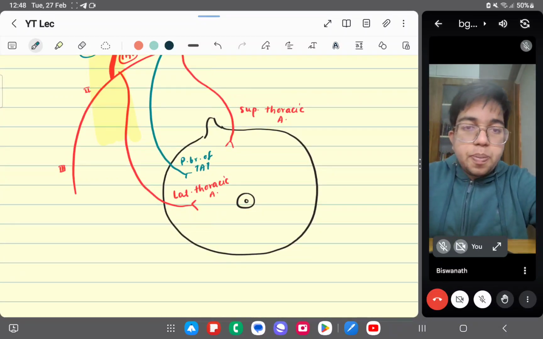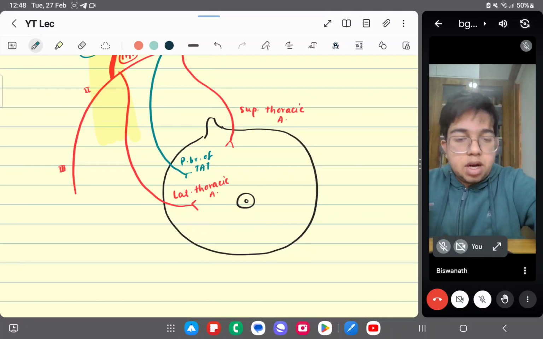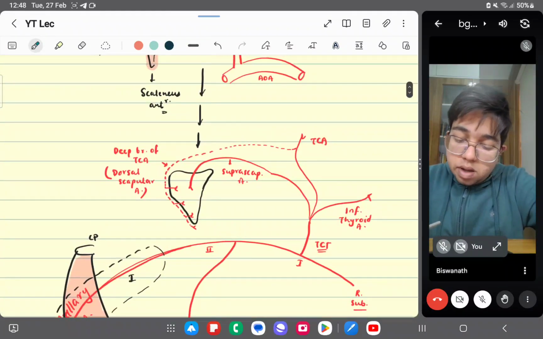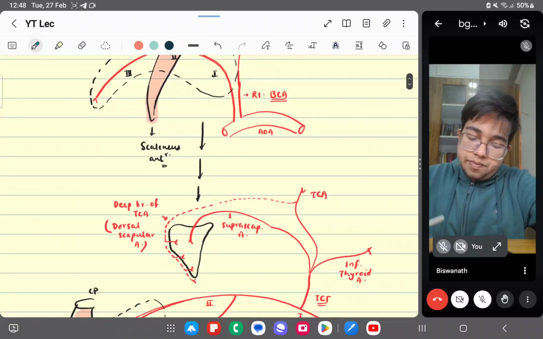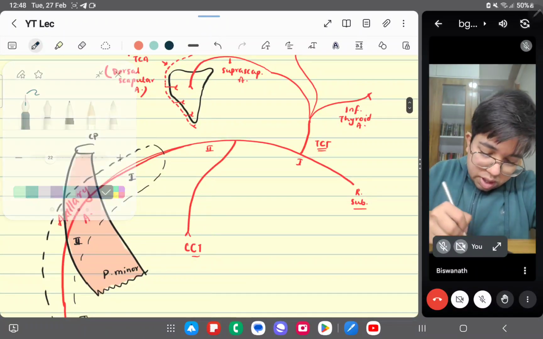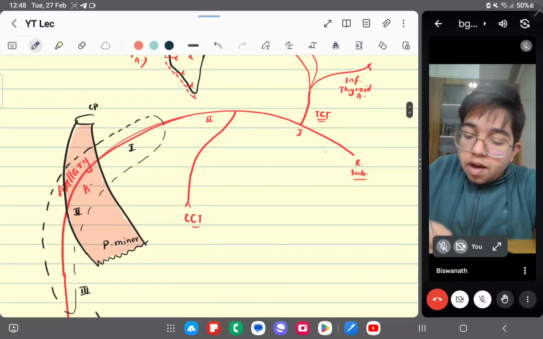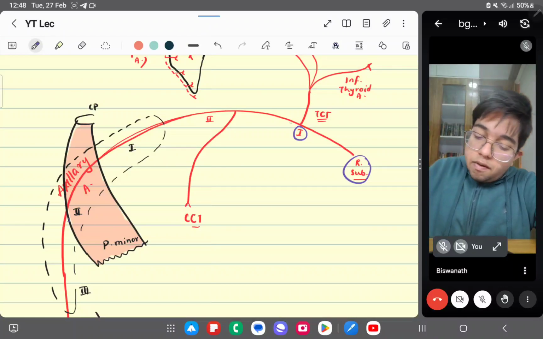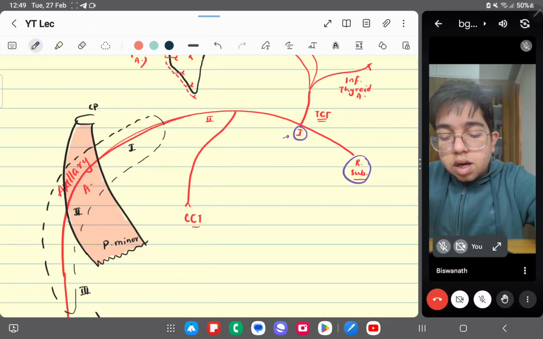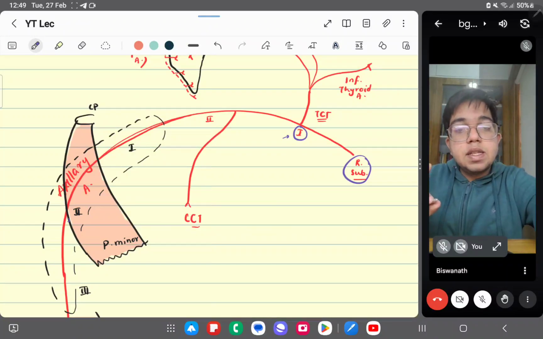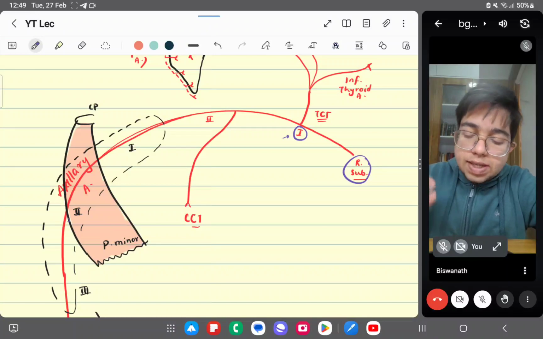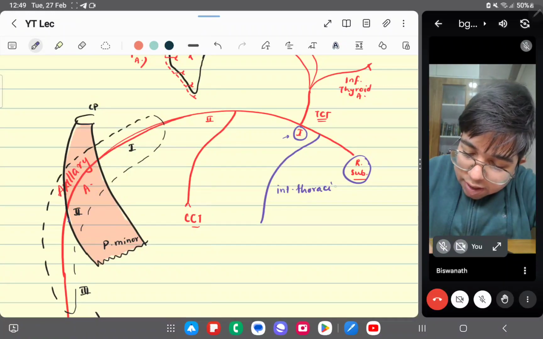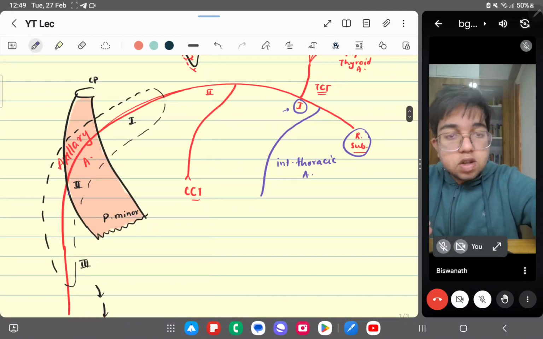If you want to know, from the first part of the right subclavian, there is another artery which will be supplying the breast. I'm moving up. I'm changing the color. From the right subclavian artery, from the first part, your TCT was arising. From the same first part, another artery goes and supplies the breast. That is called the internal thoracic artery. So, internal thoracic artery.